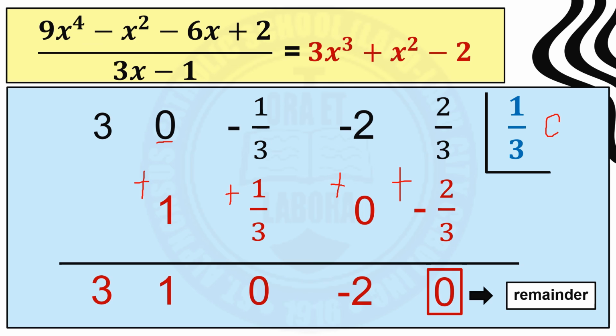So the final answer would be 3x cubed. Since in our dividend, the highest exponent is 4, subtract 1, therefore we are using x cubed. So 3x cubed plus x squared. As you have noticed, we have an answer here, 0. So meaning to say there is a missing term, which is the term for x. So we don't have to use 0x since that is already 0. Therefore, we simply have to place minus 2. So the final answer would be 3x cubed plus x squared minus 2.